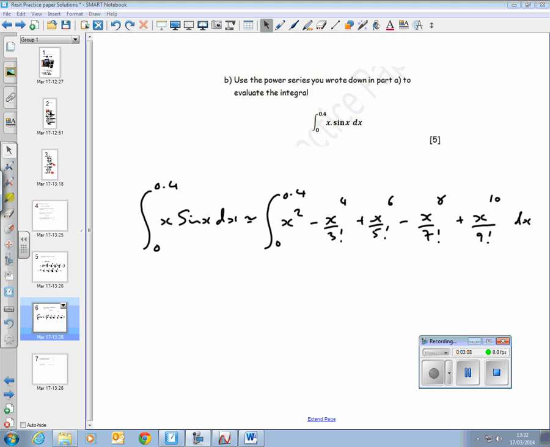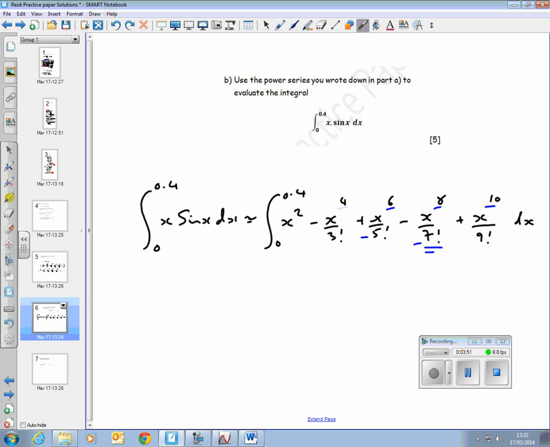So what I'm going to do is say that the integral of x sine x is approximately given by, remember the more terms we add, the better our approximation becomes. It's approximately given by the integral of each of these terms. So I'm effectively integrating each part in turn, and then I'm going to put the limits in, 0 to 0.4, and work out the answer. And for each one, I just add 1 to the power and divide by the new power, and so on.